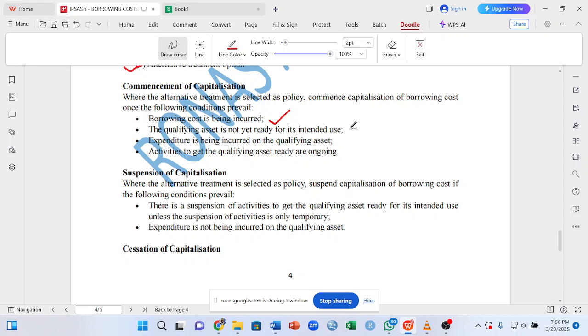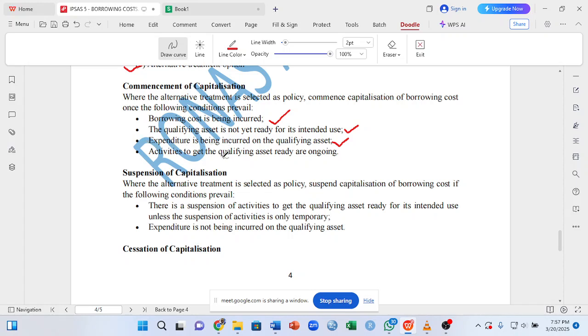The next one is when the qualifying asset is not ready for its intended use. Bear in mind, you start incurring borrowing costs when you go for the loan to use for the qualifying asset, so at that time the qualifying asset will not be ready for its intended use. And then, expenditure for the qualifying asset is being incurred, which implies that you should start incurring some costs relating to the qualifying asset. So in the case you want to build your dream house, you should start incurring costs associated with building it.